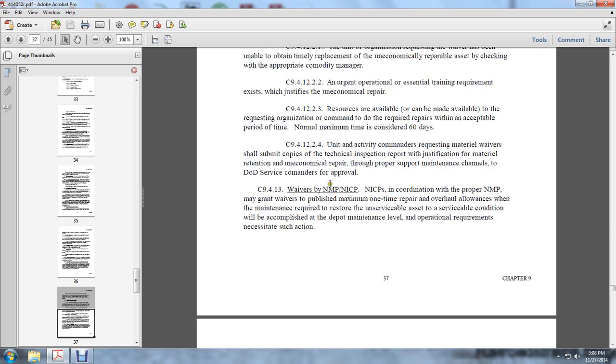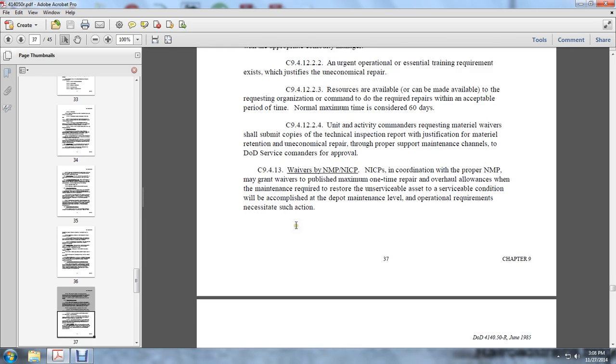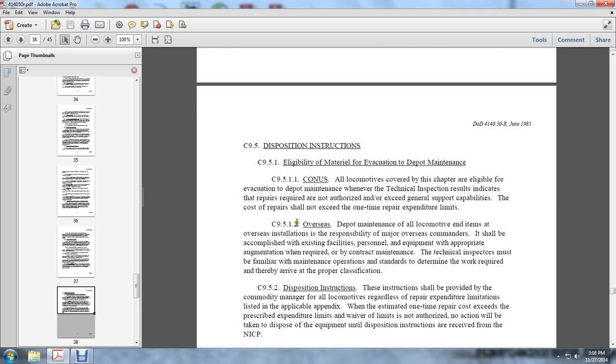Waivers of the NPM and NICP. The NICP, in coordination with the proper NPM, may grant the published maximum one-time repair overhaul allowance for the maintenance required to restore an unserviceable asset to service condition, which accomplishes the depot maintenance level, where operational requirements necessitate such action.